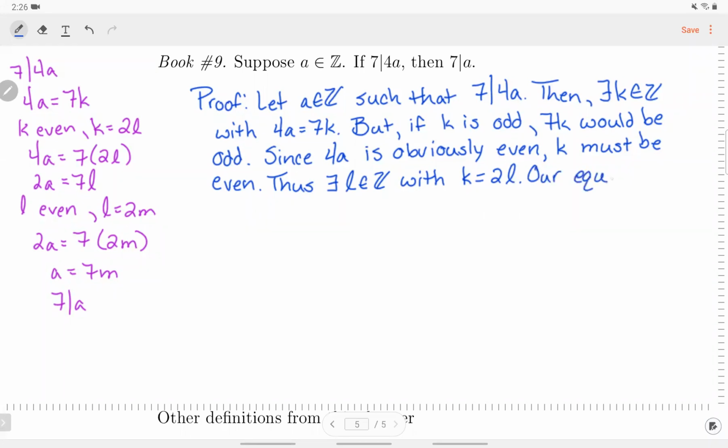Our equation now becomes, so what did it simplify to? It became 2a equals 7L. Remember, you're allowed to skip a little bit of algebra if you feel like your audience could follow along pretty easily, okay? All right. Similarly, because we're going to use the exact same logic, L must be even.